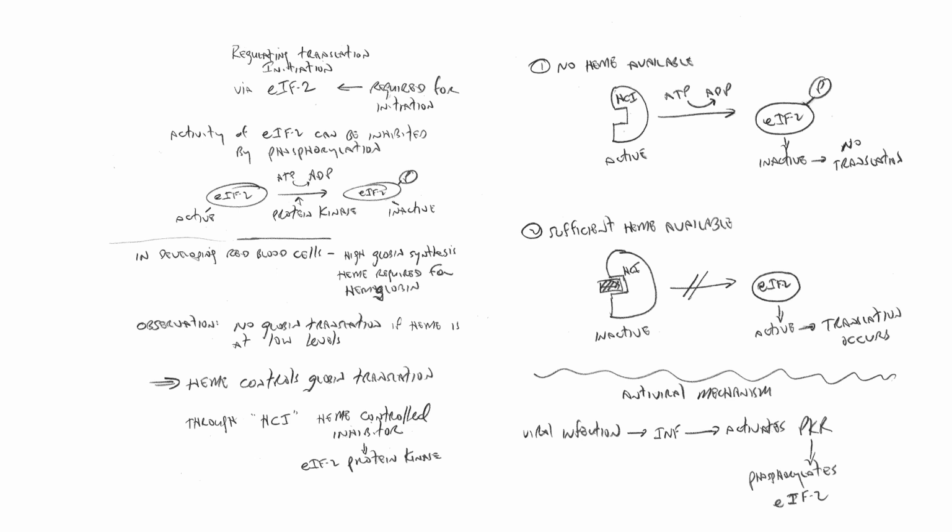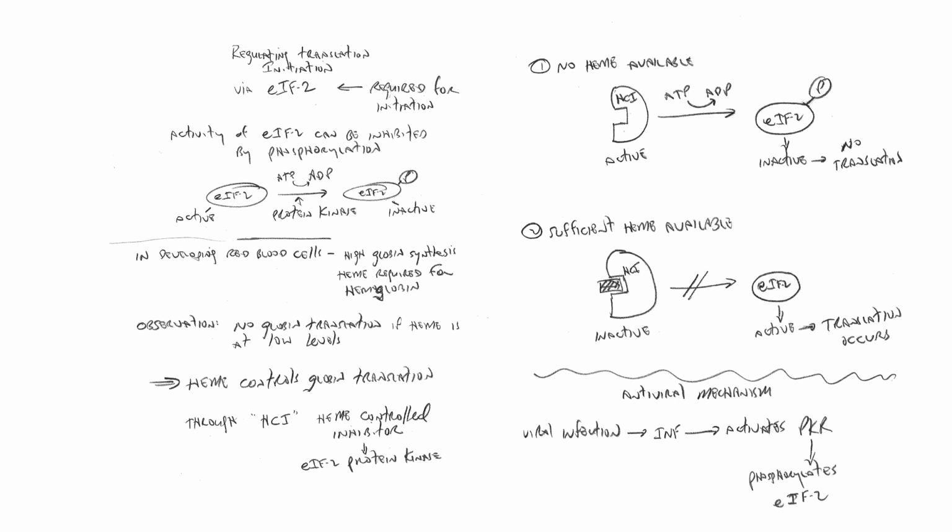In the presence of a particular protein kinase, and we know protein kinases phosphorylate other proteins, you get phosphorylated EIF2, and that is now inactive. So you can turn off EIF2 activity. You can turn it back on. There are phosphatases which will take off phosphates.